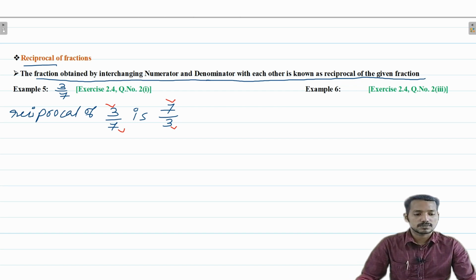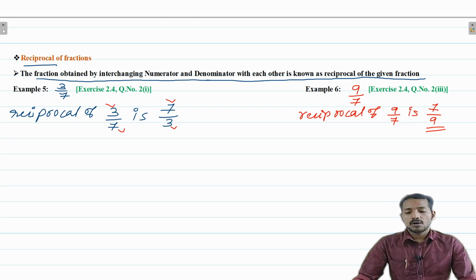Let's take one more example, that is 9 by 7. Find the reciprocal of 9 by 7. That is, reciprocal of 9 by 7 is 7 divided by 9.